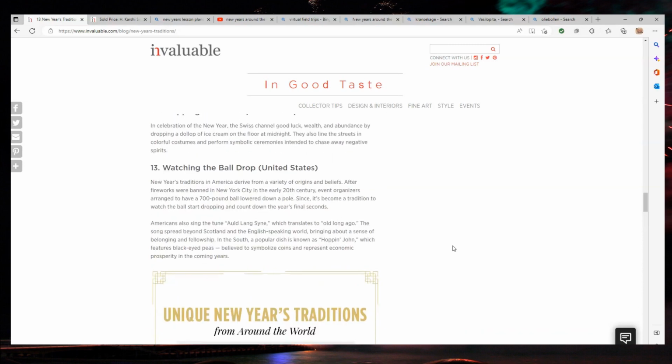And last but never least, the United States and us watching the ball drop. New Year's traditions in America derive from a variety of origins and beliefs. After fireworks were banned in New York City in the early 20th century, event organizers arranged to have a 700-pound ball lowered down a pole. Since then, it's become a tradition to watch the ball start dropping and count down the year's final seconds.